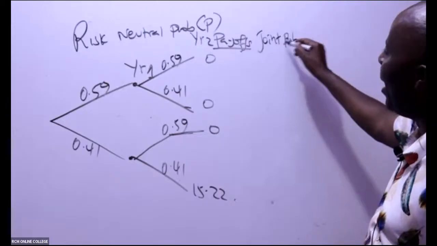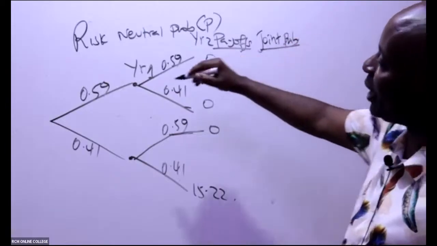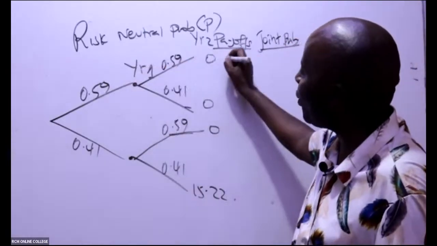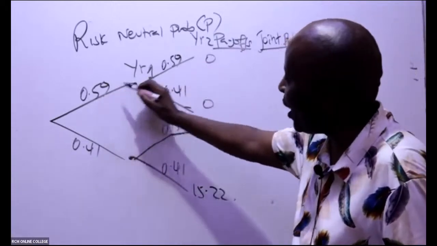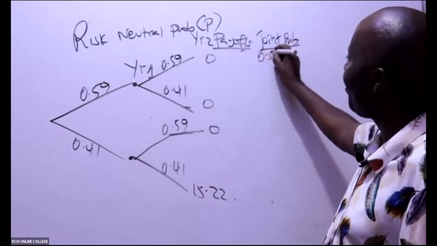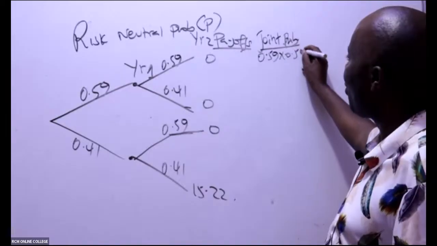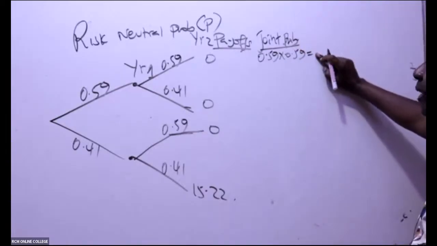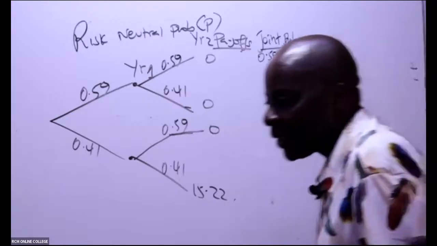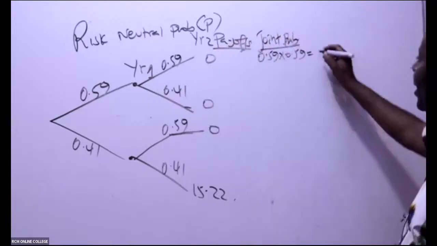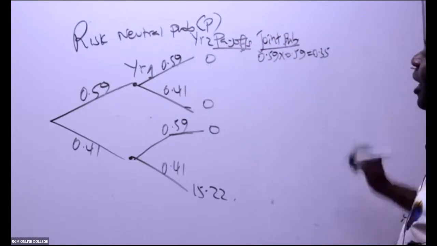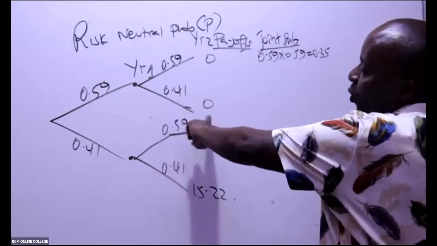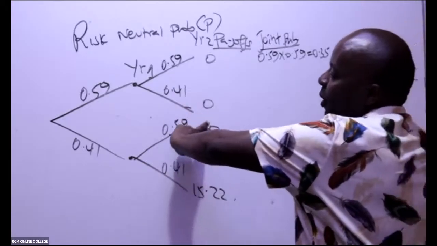Joint probabilities. So for branch 1, you know it is 0.59 times 0.59, because you follow through. Is there somebody who can give me this to 2 decimal places? 0.35, right? Now look at branch number 2.